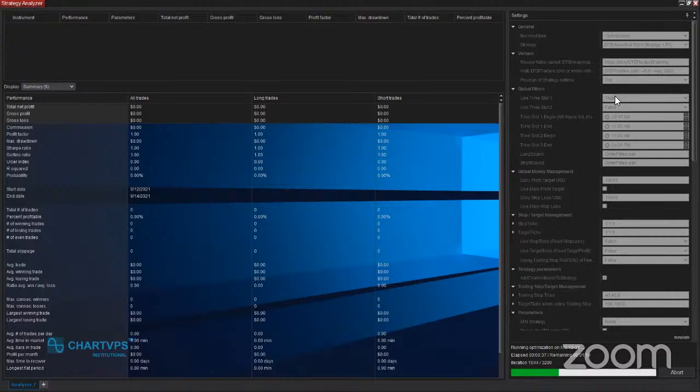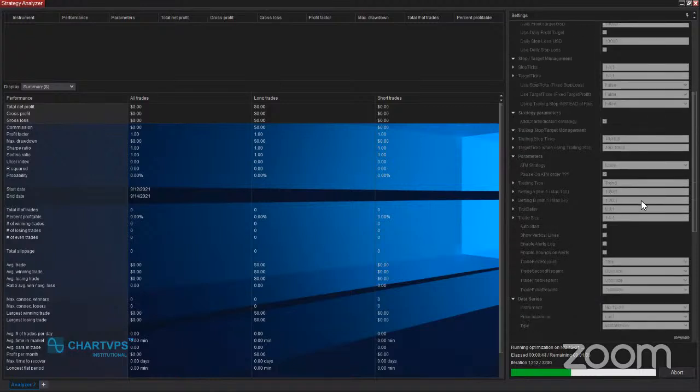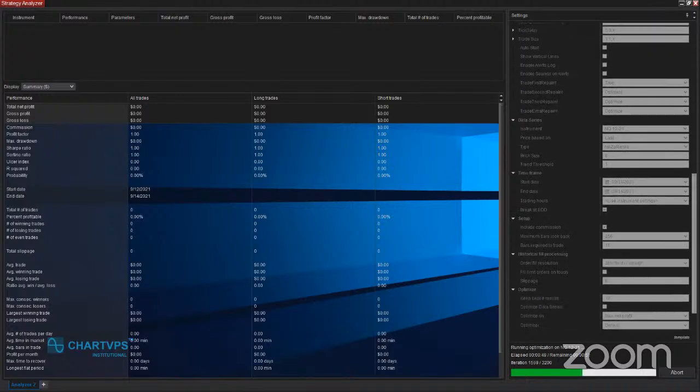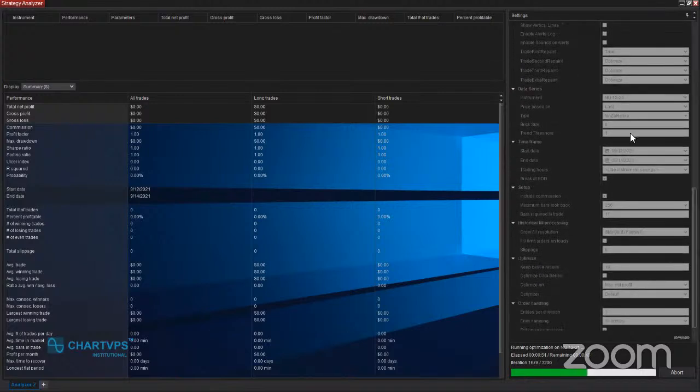I'm just running through my settings to make sure I haven't missed anything out. 9:30 to 11, so that's fine. Stop targets, that's all done. True, optimize. NQ 12-21, NinjaTrader 8-1. I've also got 8 as the slippage.